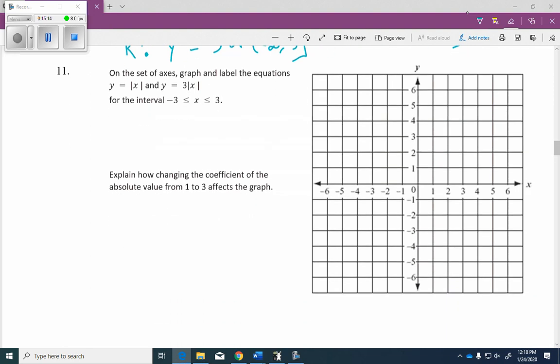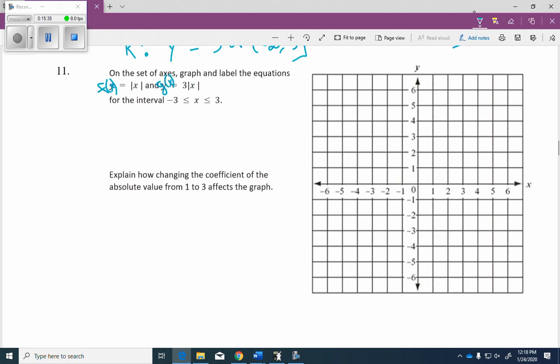On a set of axes, graph and label the equations. So I'm going to graph two equations. It would have been nice if maybe they called this f of x and this one g of x. I like it when they name it two different things so that I could label each thing. So I'm going to change that.